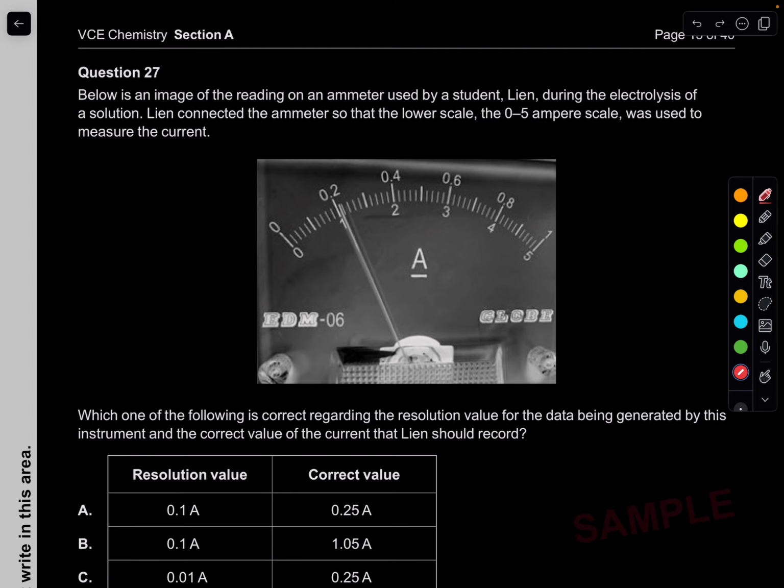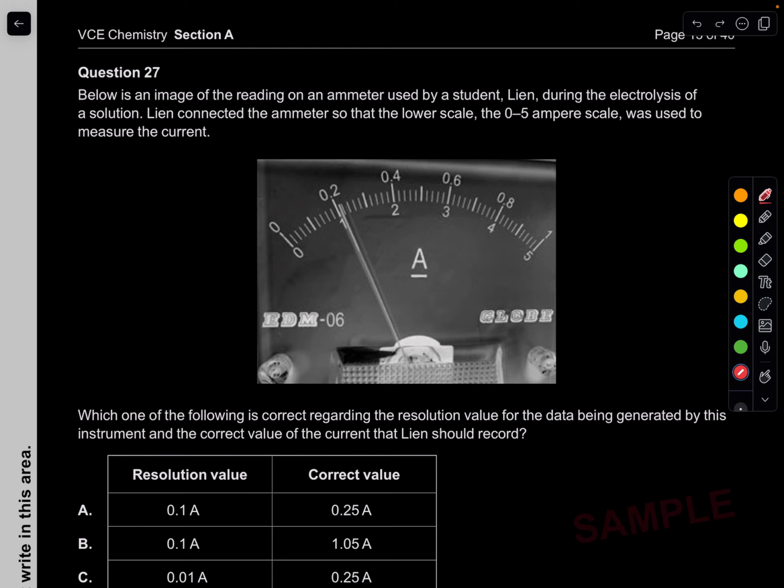Which of the following is correct regarding the resolution value for the data being generated by this instrument and the corrected value of the current that Lean should have recorded? Easily. So resolution is basically part of the new study design. It's one of the new points. This is quite easy. If you actually do physics, you are in luck because there are so many questions like this. This is quite new, I've never seen a question in chemistry that they do this. They normally do it for physics.